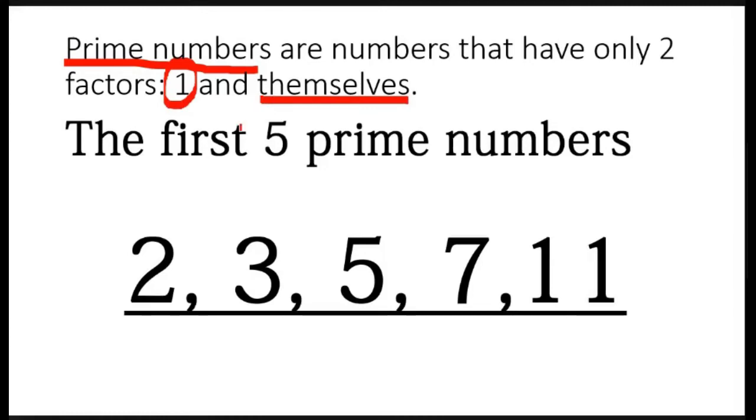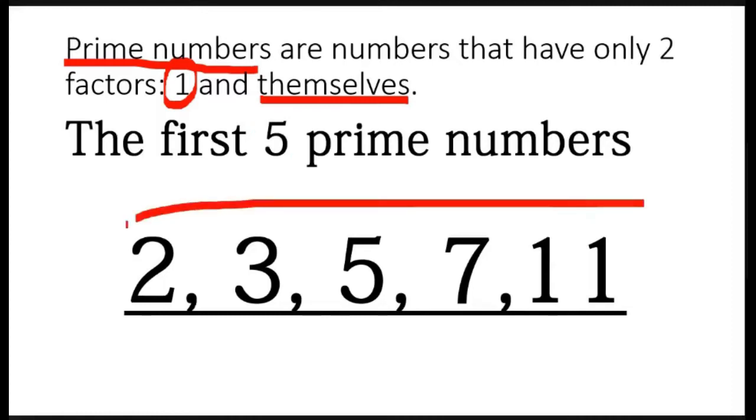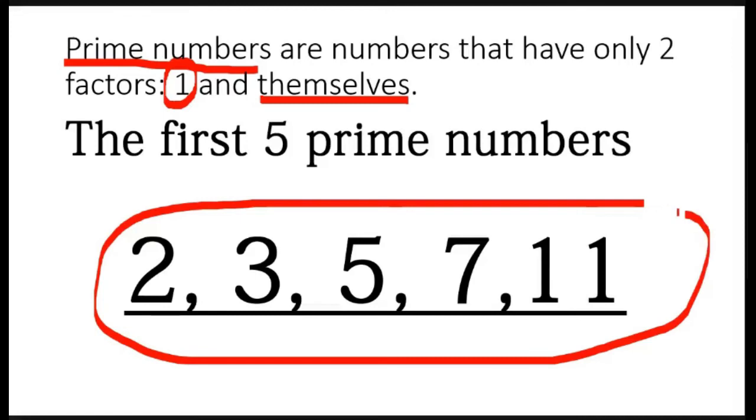For example, we have 3. Walang ibang factors kundi 1 times 3. Okay? So, these are the first 5 prime numbers. Now, ang smallest prime number is 2. Hindi 1. Hindi prime number ang 1. Next, ito yung first. So, 2, 3, 5, 7, 11.